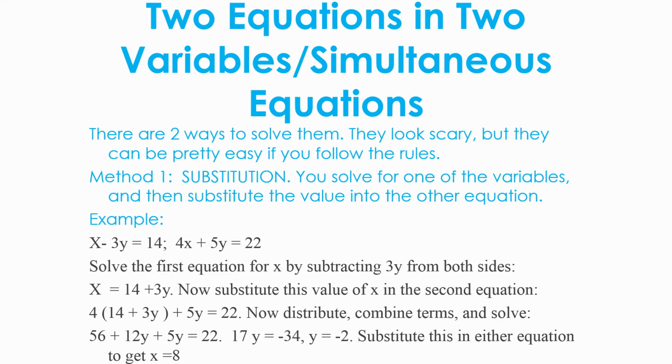Now we substitute this value of x into the second equation. So we have 4 times the quantity 14 plus 3y, plus 5y equals 22. Now all we have to do is distribute, combine terms, and solve. 56 plus 12y plus 5y equals 22. 17y equals negative 34. And y equals negative 2. Now we substitute this value of y in either of the other equations, and we get x equals 8.